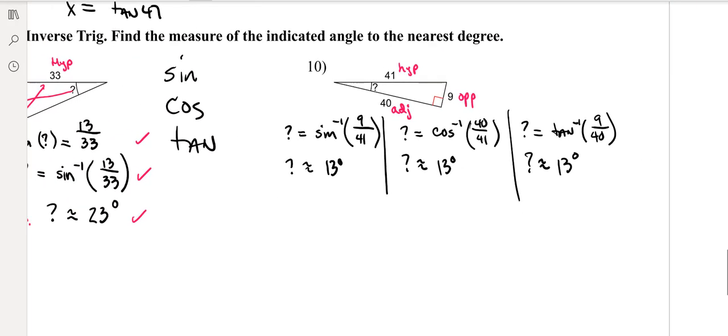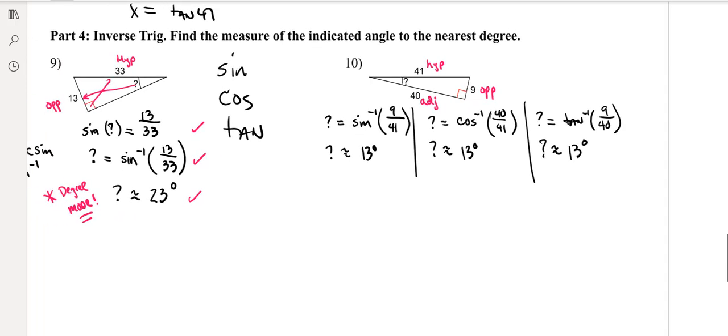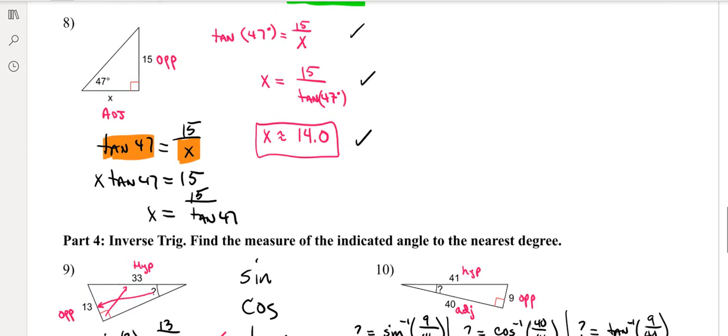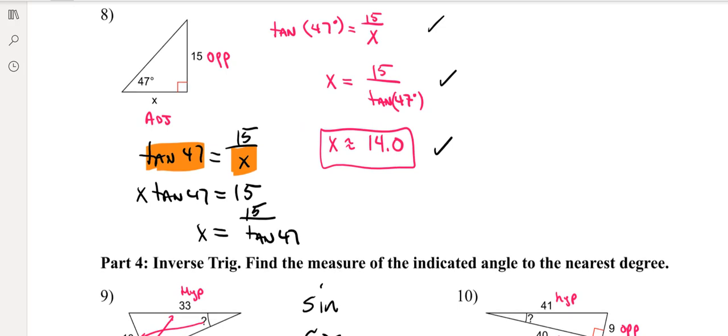So that's finding measures of indicated angles using inverse trig. And remember, with inverse trig, the variable is going to be the unknown angle. That's a little bit different compared to other problems where the unknown value, like the last one, was a side. That's where you just use regular sine, cosine, or tangent. And by regular, I mean not arcsine, arccosine, or arctangent.